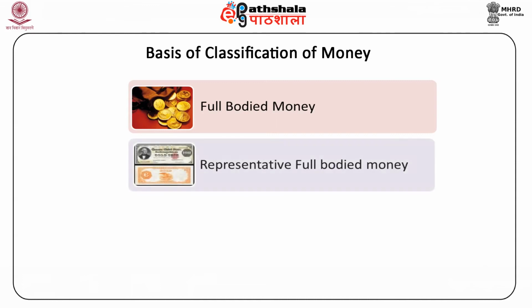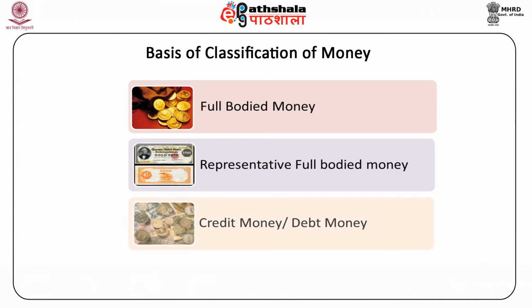Second, representative full-bodied money is a receipt for full-bodied money, usually on paper and hence no commodity value, but it represents in circulation an amount of metal, say gold, with a commodity value equal to the face value as money. Third, credit money is the money which has a face value greater than the commodity value of the material of which it is made. It circulates purely on the basis of trust commanded by the issuers. It is also known as fiduciary money.